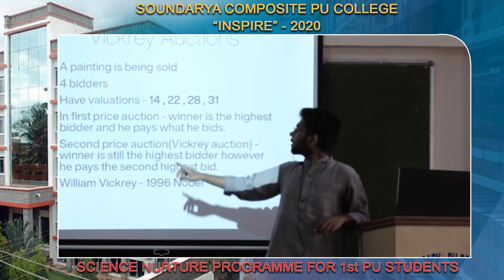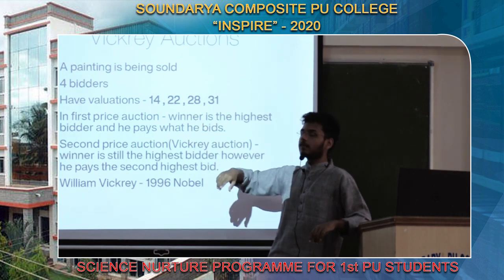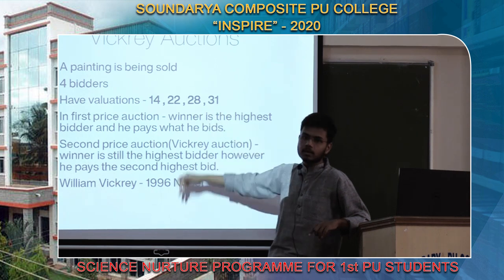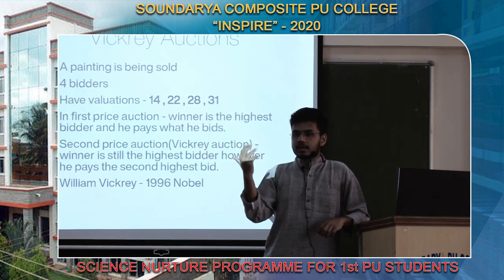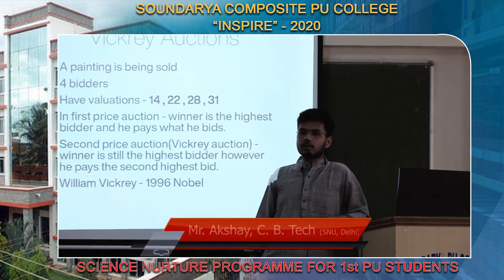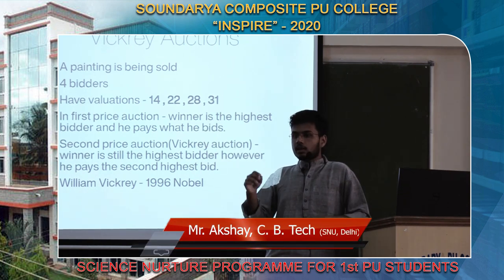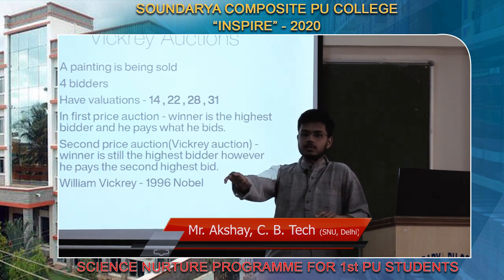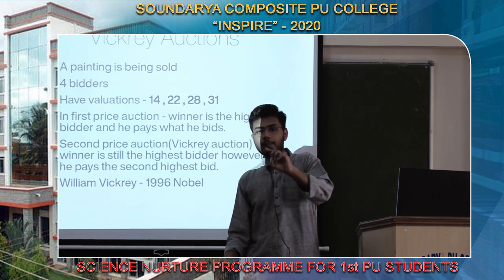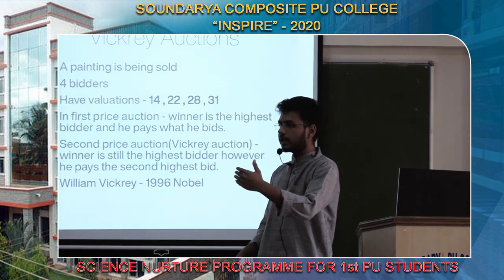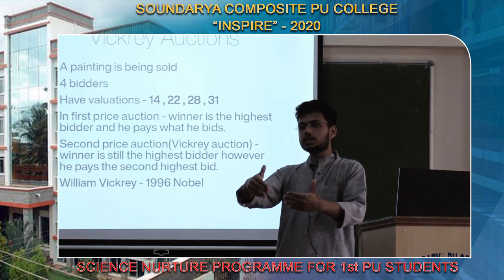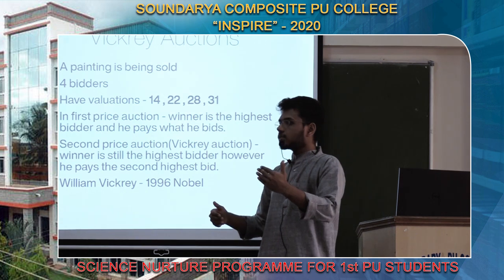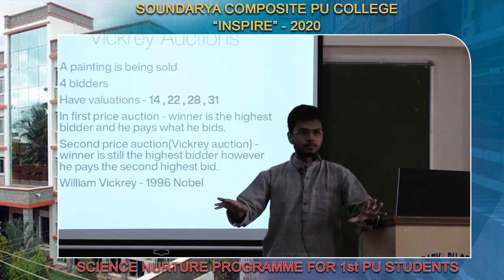So how does it work? Suppose there are four people who have valuations for a company. They have submitted some bids, which needn't be their valuations. I open the bids. Somebody has bid 40 rupees. She wins the auction, but she pays the second highest bid. Somebody else has bid 20 rupees and is the second highest. So the person who bid 40 wins the auction, but she pays the second price. This is the second price auction. You understood the model?